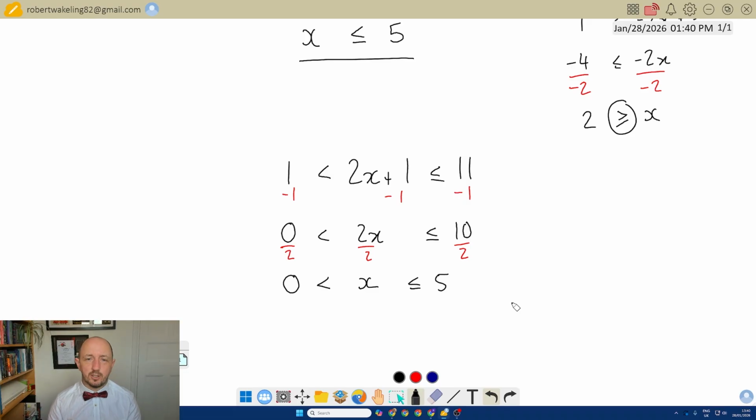So you can just solve your double inequality by reversing BIDMAS. You know, there's x, it's got times 2 and then plus 1. So if I reverse the process, minus 1 and then divide by 2, I do that to each of the parts of the inequality. Okay?